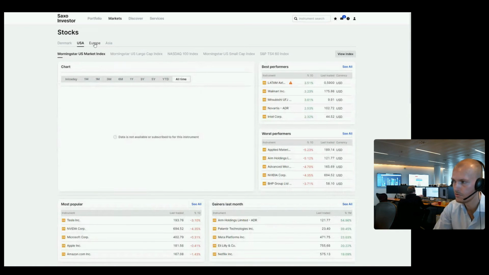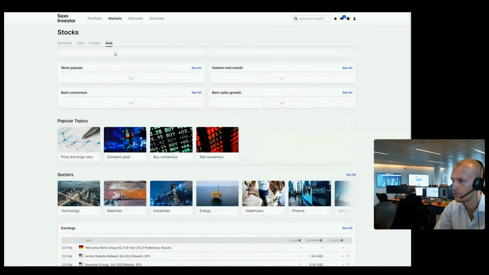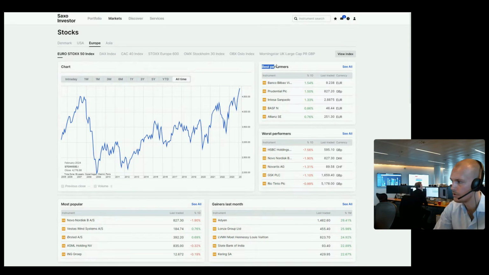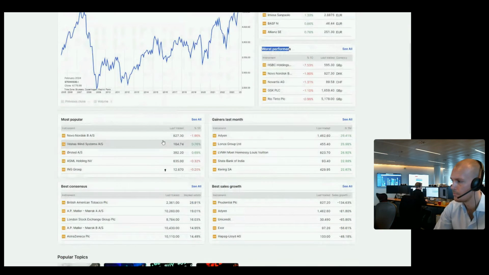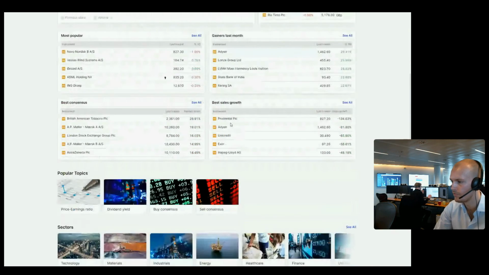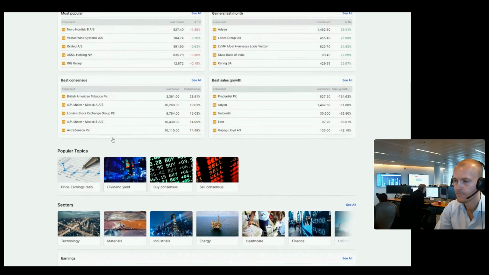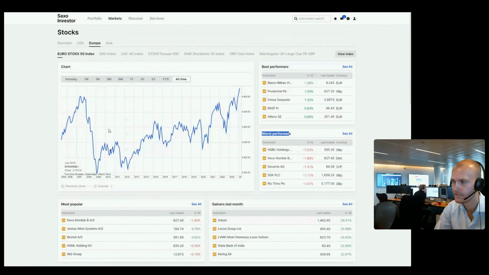You'll be able to choose United States, Europe, or Asia. It changes super quickly. And what also changes is the best performers out here on the right side, and the worst performers as well. Most popular gainers last month, and so forth, but also some of the most relevant sectors that are in this country or specific region. And that's where some of the more specific inspiration topics come in. So you might have some knowledge on or want to invest in a specific theme of stocks.